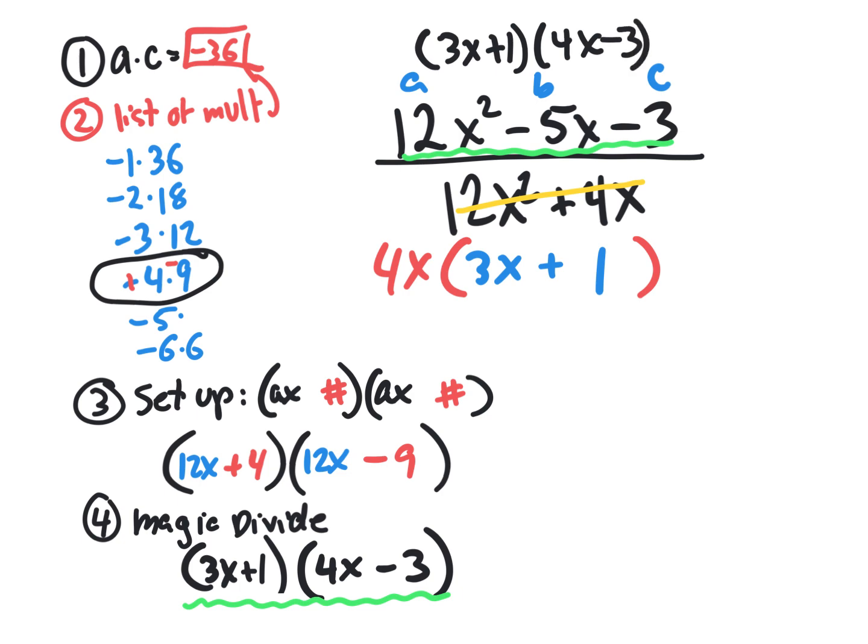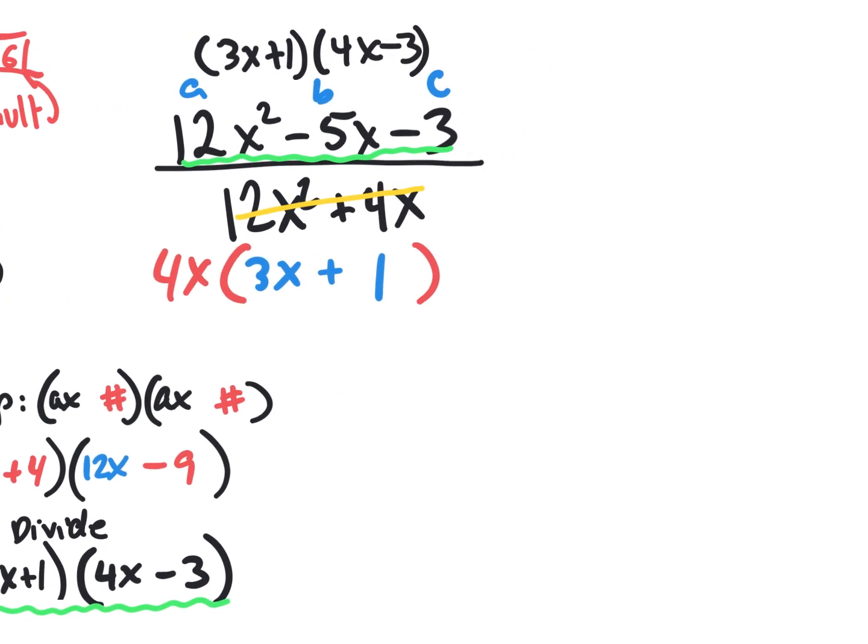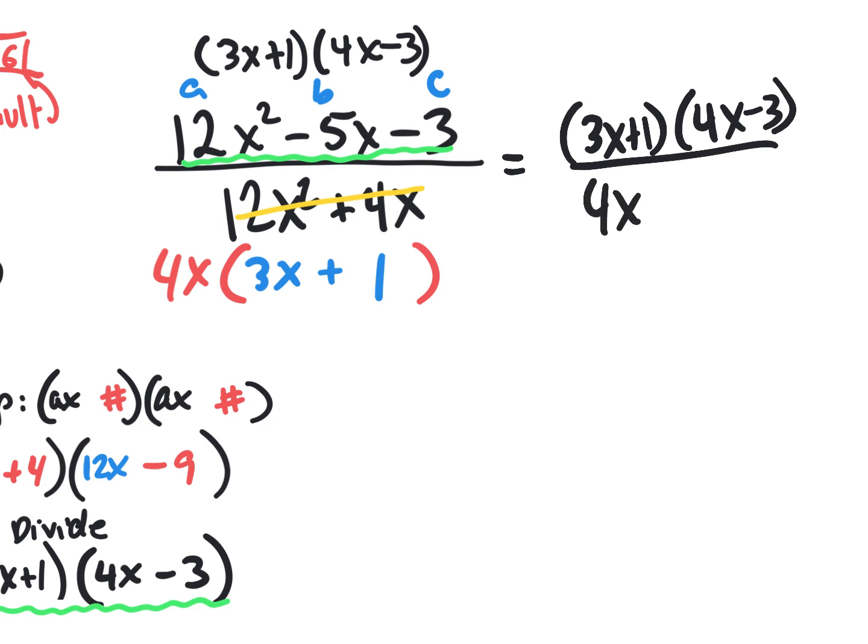You know what? This did come out sloppy. Maybe I should have written it to the side. I'll write it to the side over here. That way it looks at least nicer. 3x plus 1, 4x minus 3 over 4x parenthesis 3x plus 1.